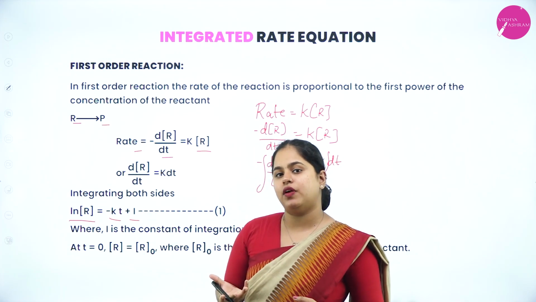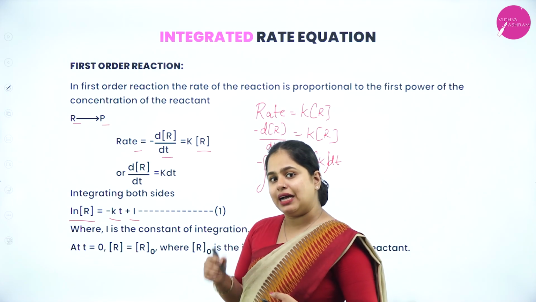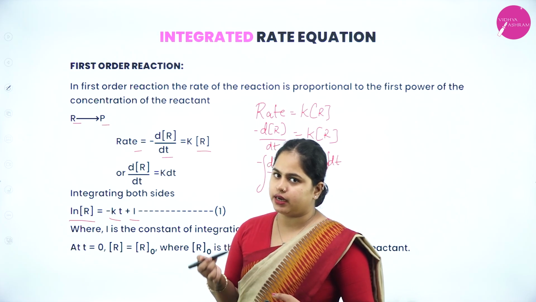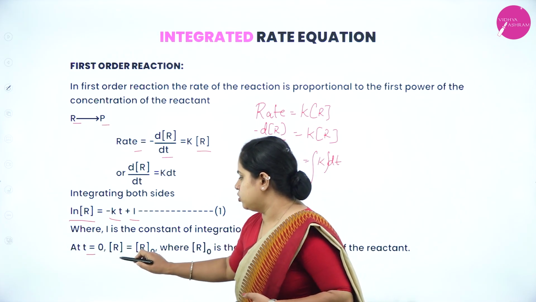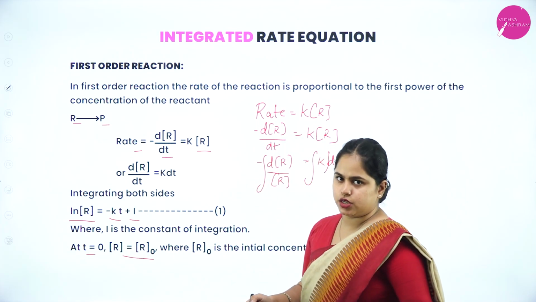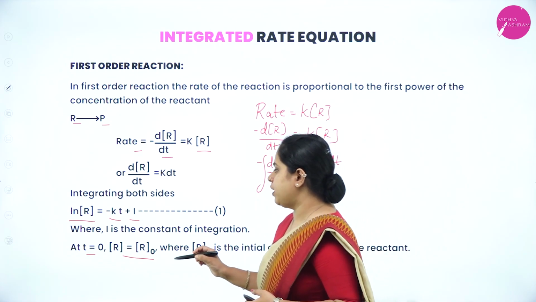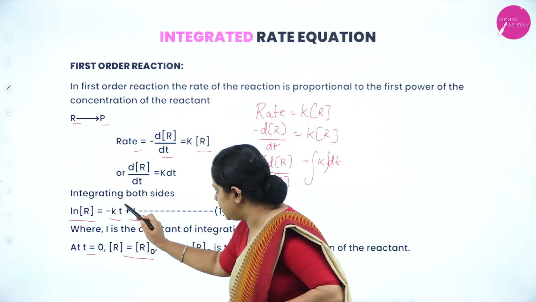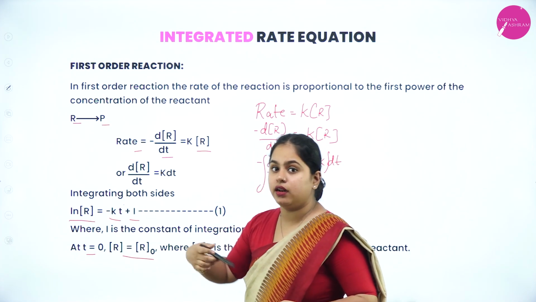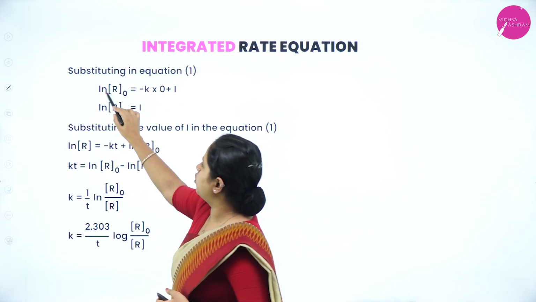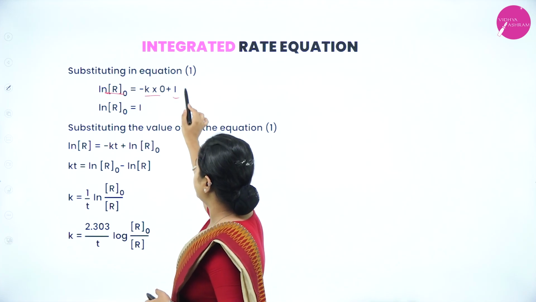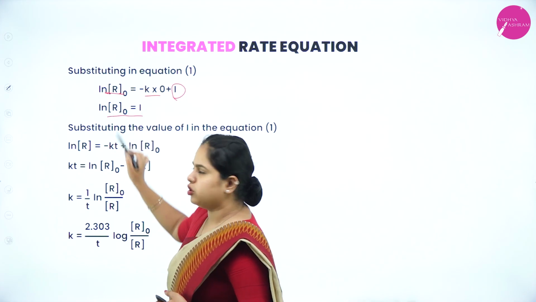Now again, in the same way as we did for the zero order reaction, at time t equal to 0, the initial concentration R will be taken as R0. At time t equal to 0, R will be R0, where R0 is the initial concentration. Now we are going to substitute in this equation. So t will be 0 and ln R will become ln R0. So ln R0 will be equal to minus K into 0 plus I. From that, what is the value of I? I will be equal to ln R0.